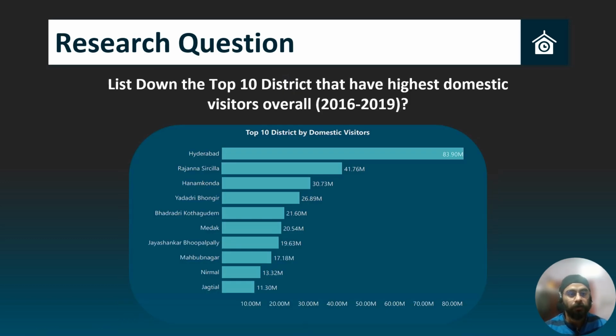Alright, so the very first research question is to list the top 10 districts that have the highest domestic visitors overall. And here you see the visual. Let us move on to the insights and recommendations for this.